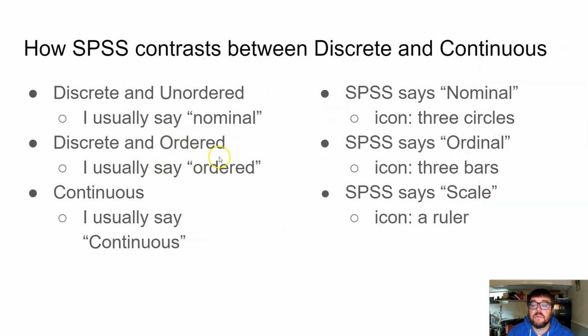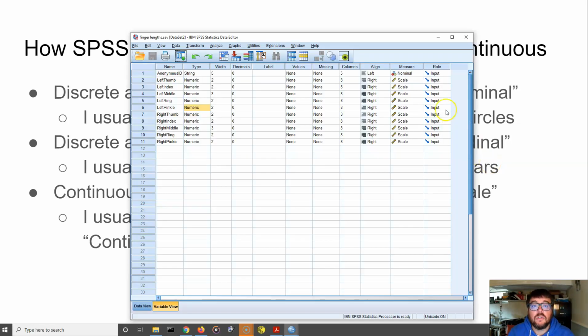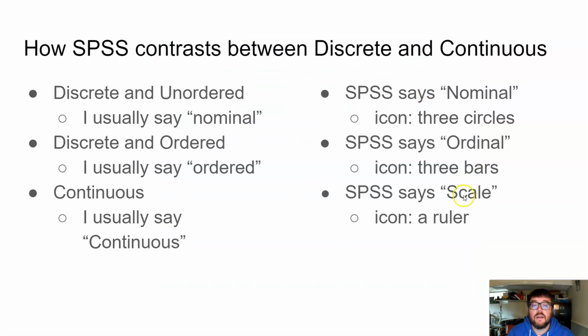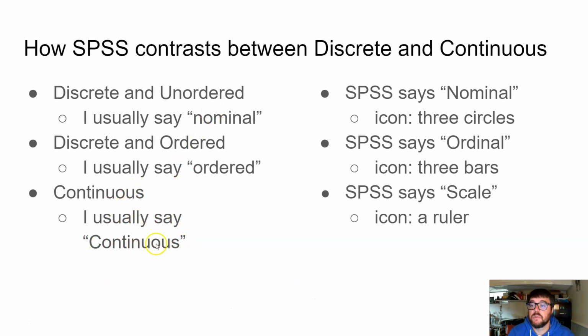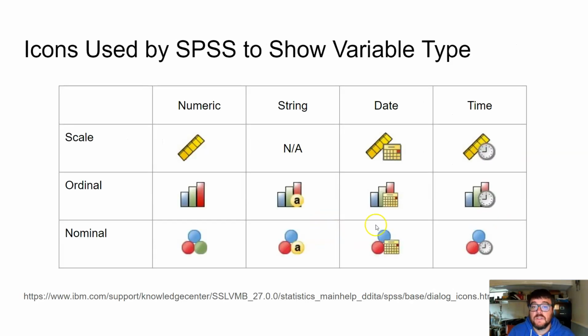The discrete variables that are ordered, I usually call ordered. SPSS calls them ordinal. It's not showing up too well, but that's okay. It calls it ordinal and has a 3-bar icon. And continuous variables, which are not discrete but smooth, I call continuous. SPSS calls them scale, and its icon is a ruler. So this is what that looks like.